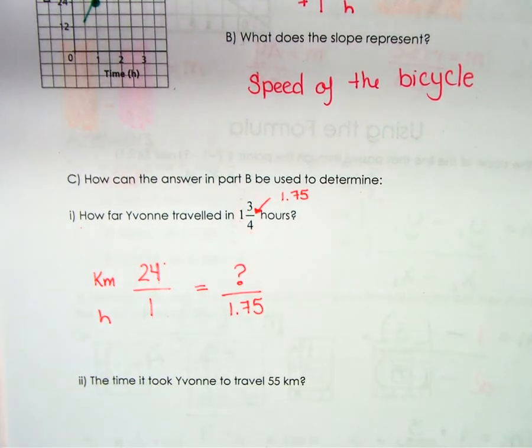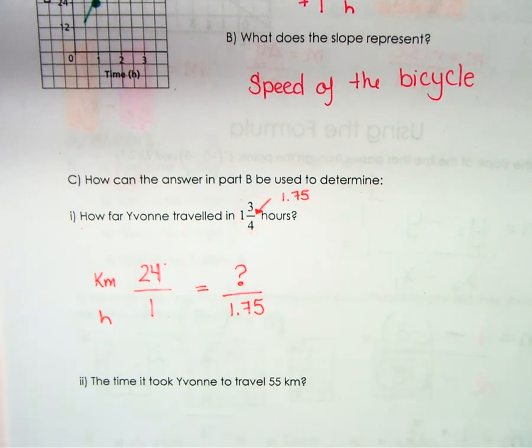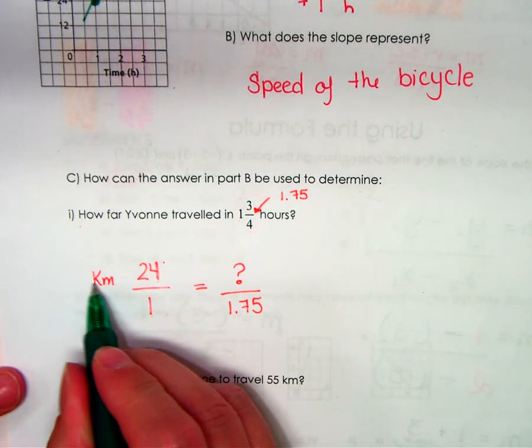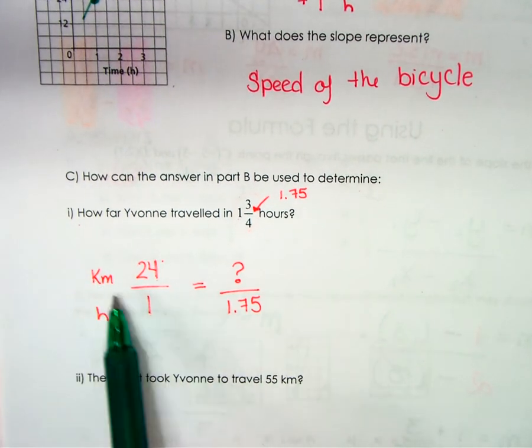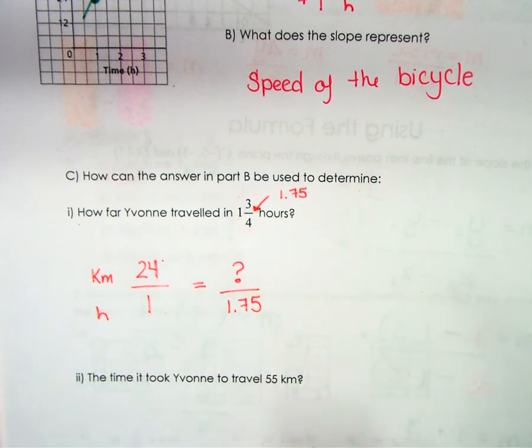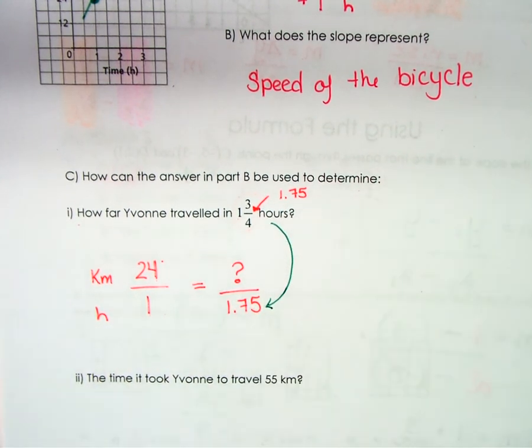All right, so here's some mathy stuff for you. I want to get the question mark by itself. And so notice that I wrote the H here and the KM on the top. So I know that kilometers have to be on the top and hours have to be on the bottom. That's why I put hours in that location there.